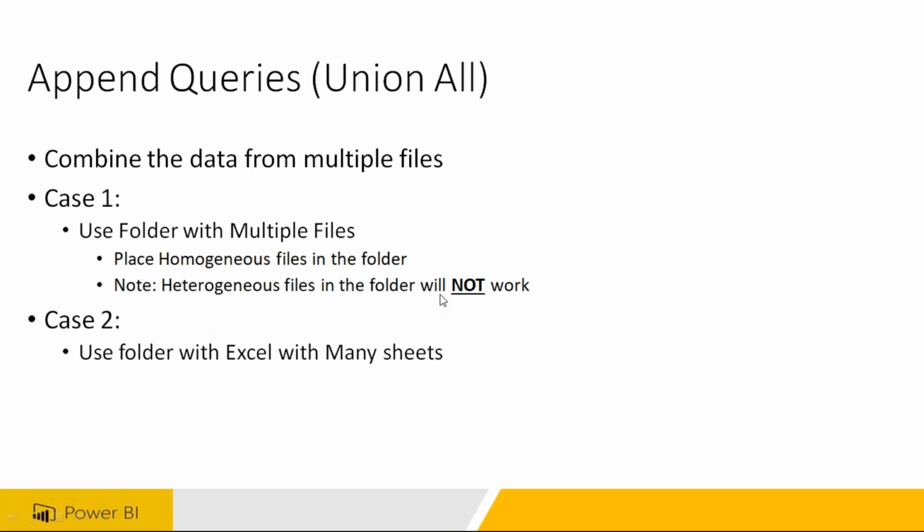Heterogeneous files in the folder will not work. If you use a folder with multiple files, use pure text files, pure CSV files, pure Excel files, or pure XML files, but don't store one XML, one Excel, one CSV. Don't do that, that is what is not going to work. So appending means combining the data from multiple files. Clear? In tomorrow's session, we'll see use folder with Excel with many sheets.